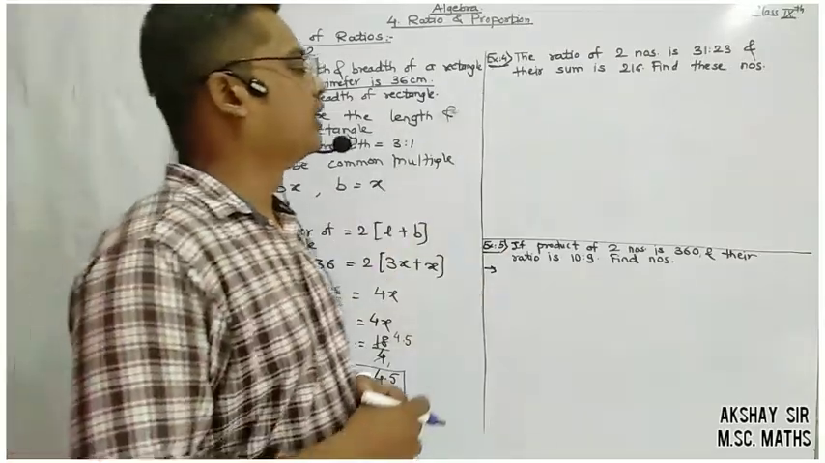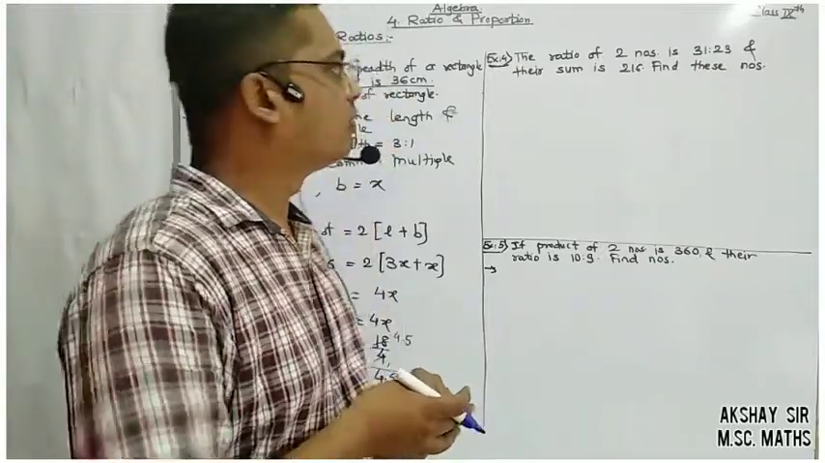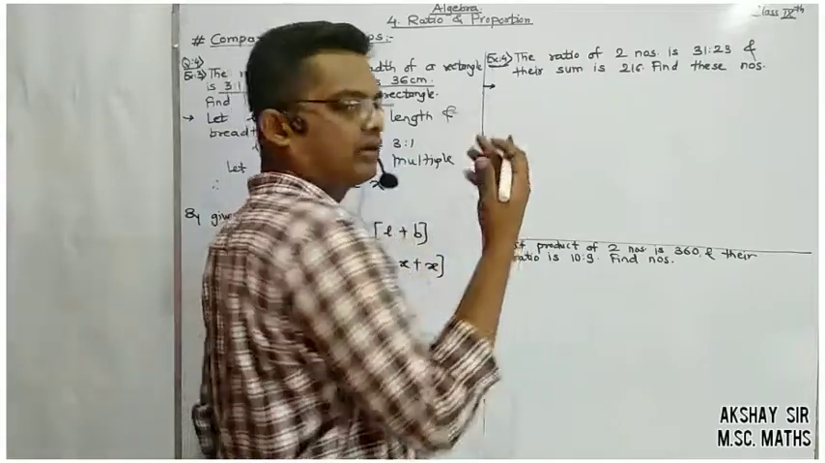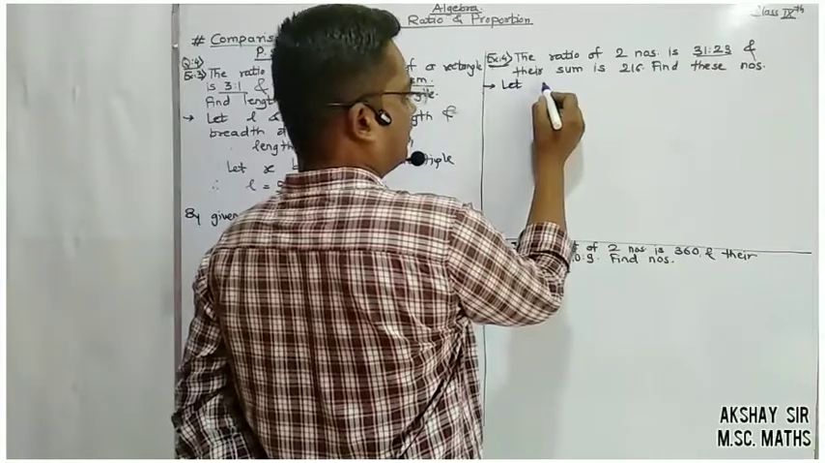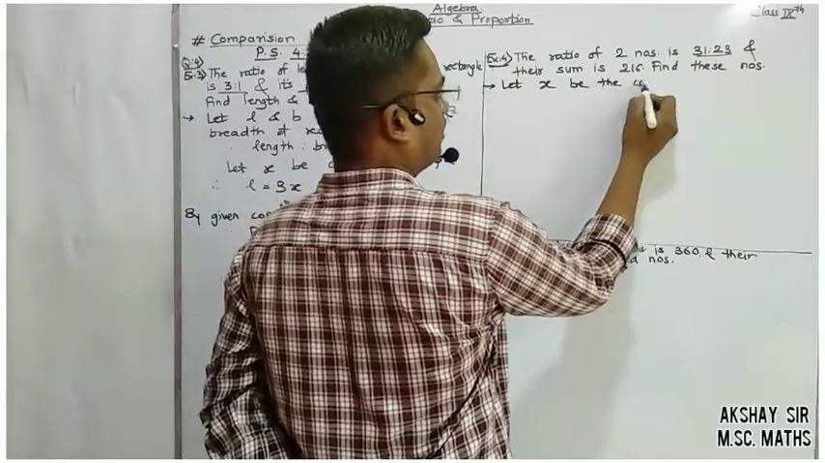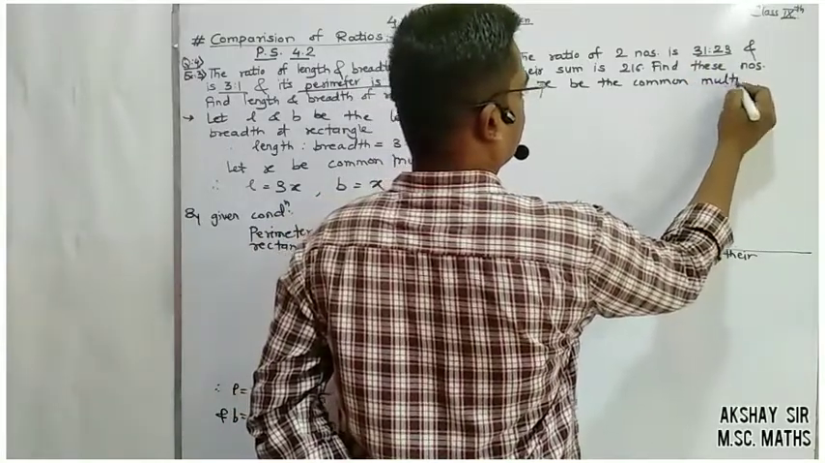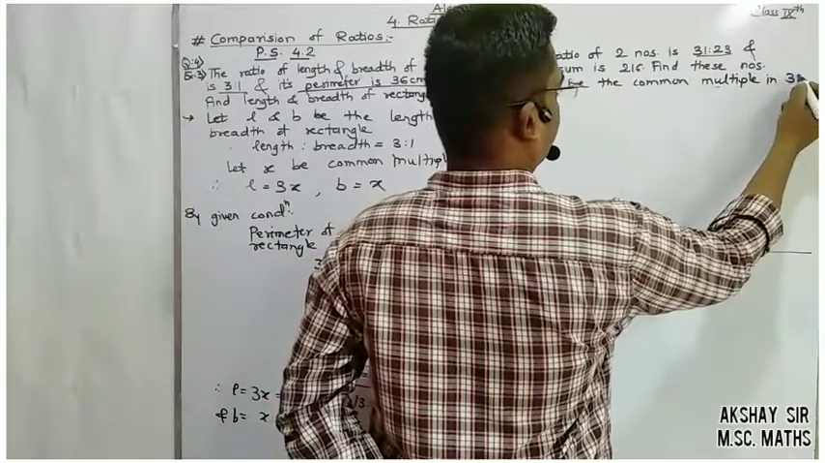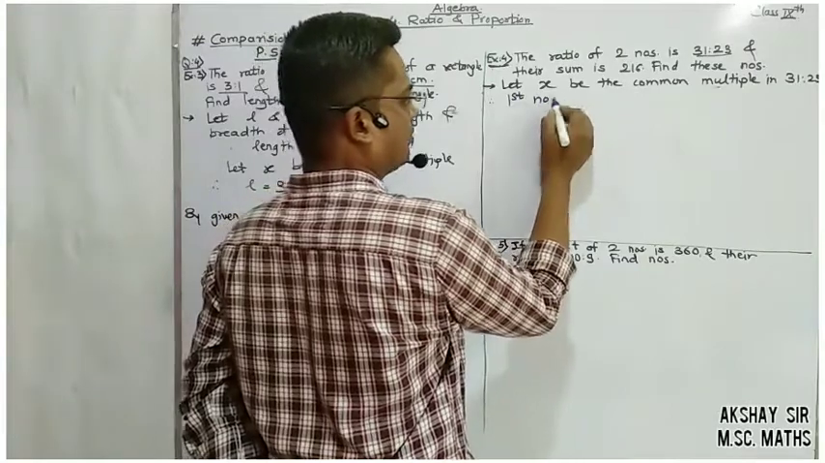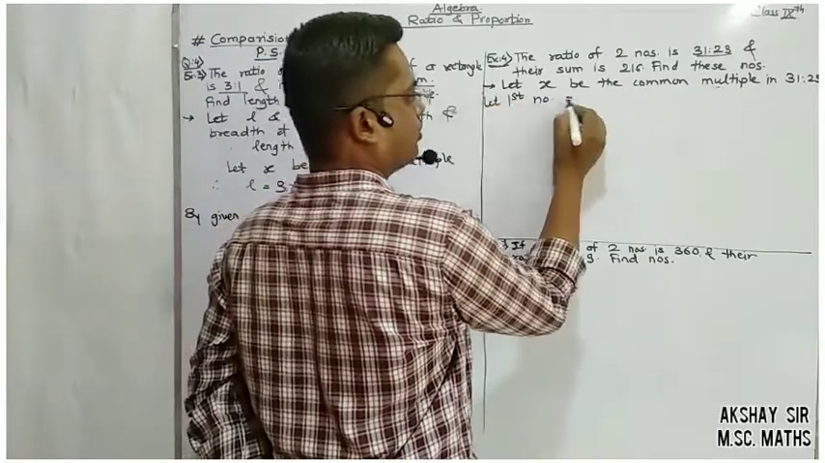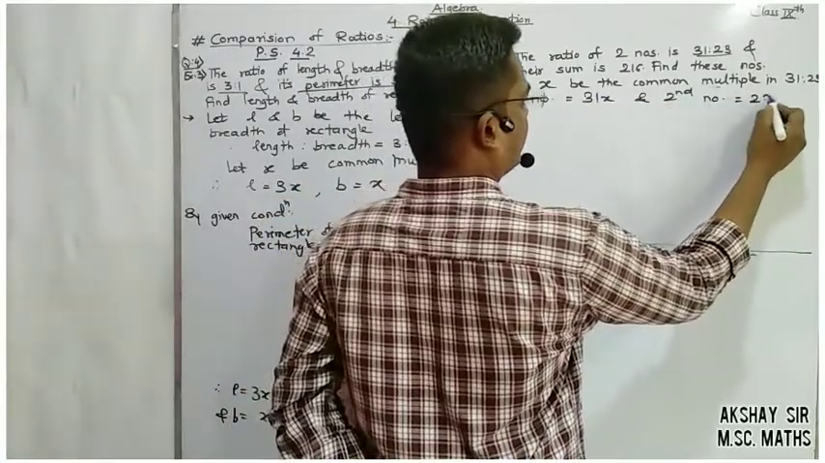Let's go to the fourth example. The ratio of the two numbers is 31:23 and their sum is 216. Find the numbers. So these are just tricky questions. We can tackle it in this way. So first of all, the ratio is given of the two numbers. So first let x be the common multiple in this ratio 31:23. Let the first number equal 31x and the second number 23x.